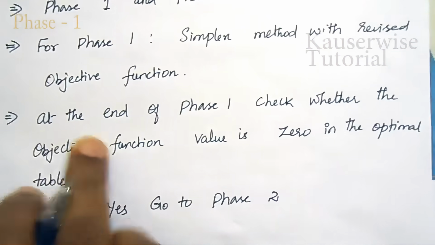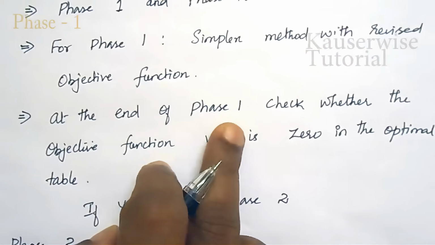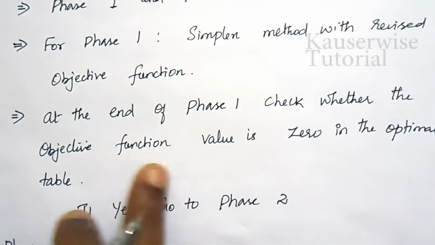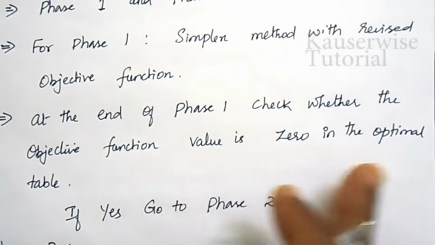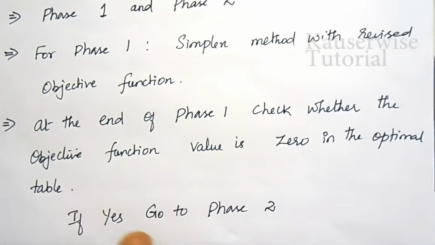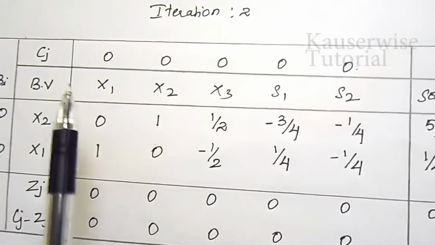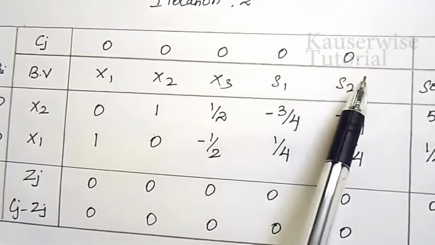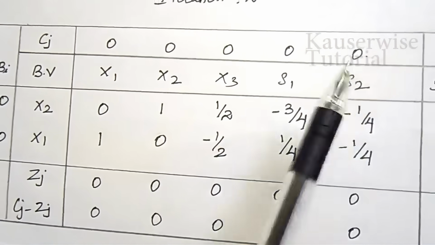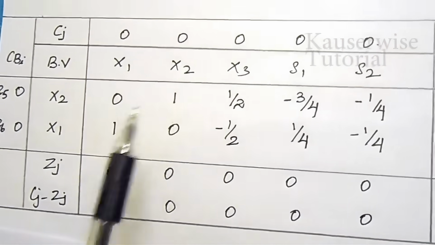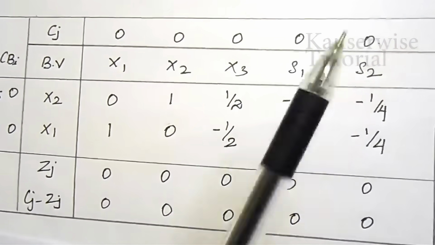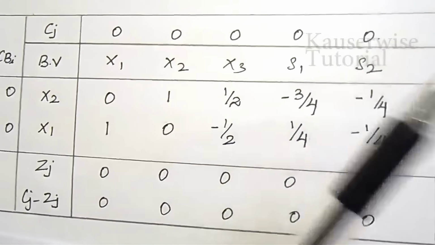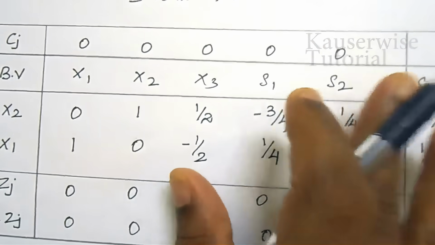See the last point. At the end of phase 1, check whether the objective function value is 0 in the optimal table. Look at the optimal table. This is the objective function values. These values must be 0 at the optimal table. If we get any values instead of 0, then the problem has no feasible solution. But in this case, we satisfy the condition.